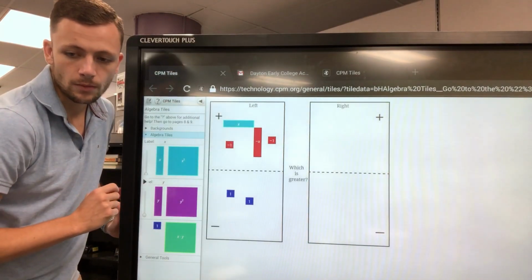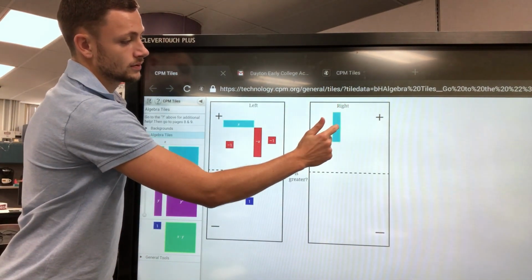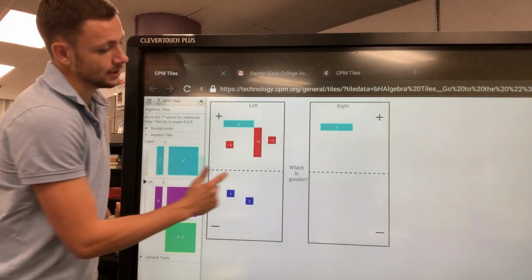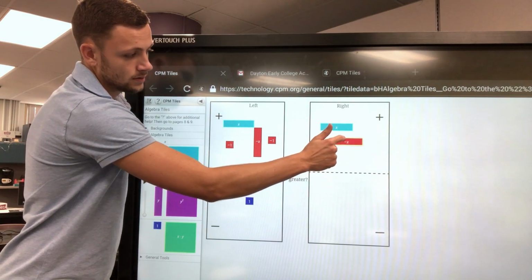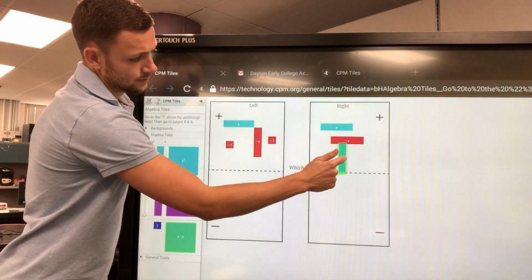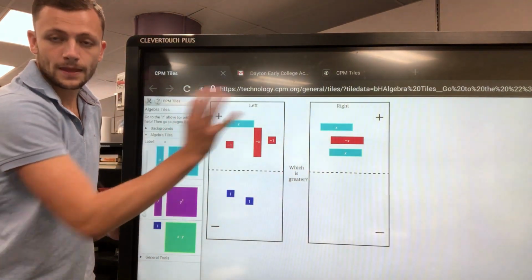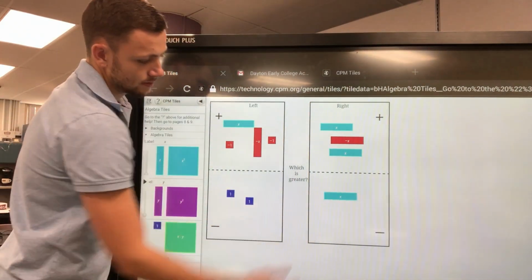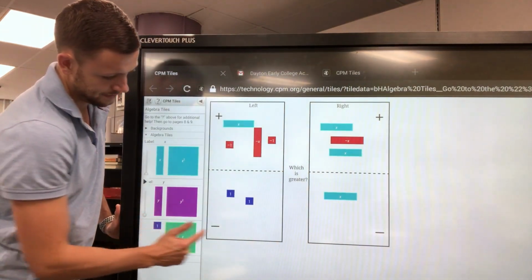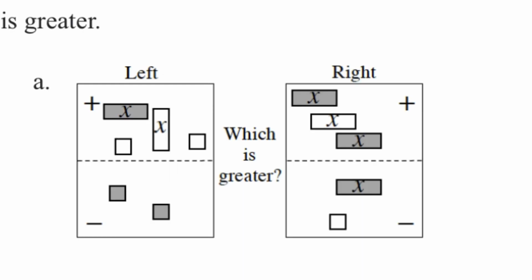All right, so now let's set up our right side of the equation. Remember, the shaded regions are positive, and the empty regions are negative. And now we have our top. And then on the bottom, we have a positive X and a negative 1. So if we take a look at this screenshot, we can see that we've actually got it completely set up the way that it should.